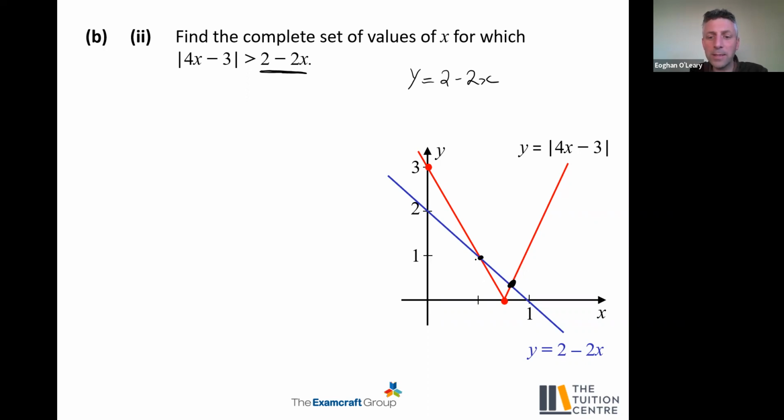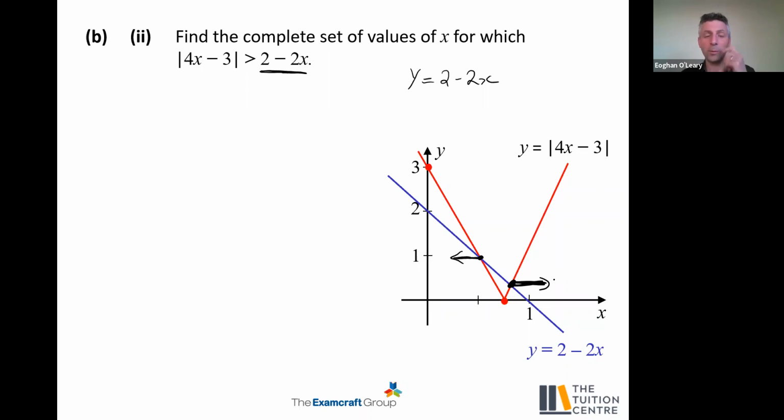So I can say, well, to the left of this point here, we can see the red line is above the blue. So the modulus of 4x minus 3 is greater than 2 minus 2x. And similarly, to the right of this point, I can say the modulus of 4x minus 3, the V-shaped red curve, is greater than 2 minus 2x.